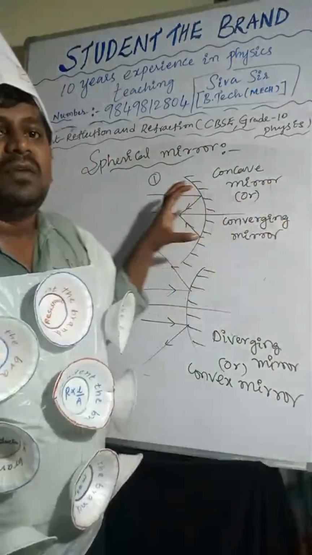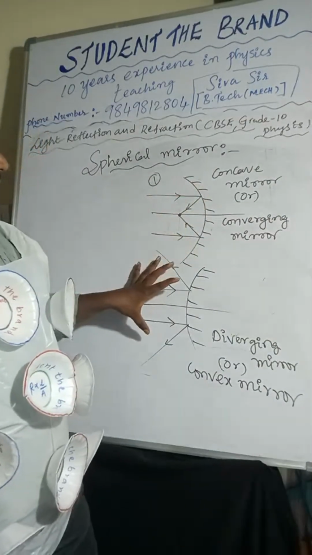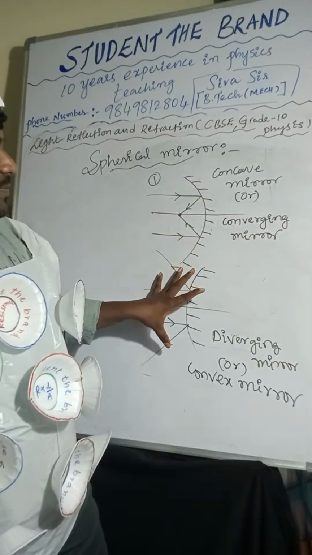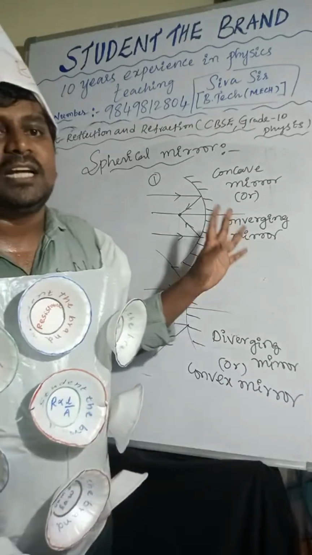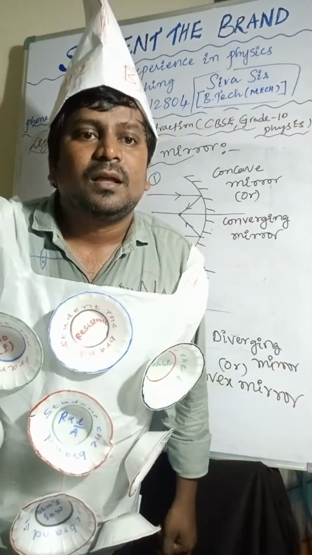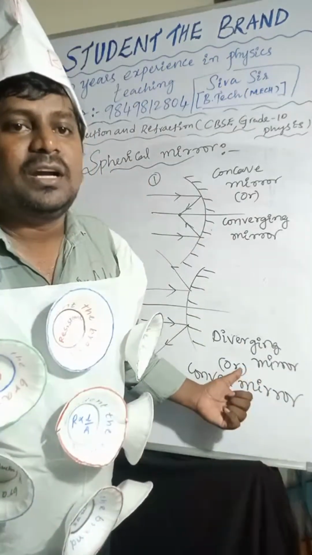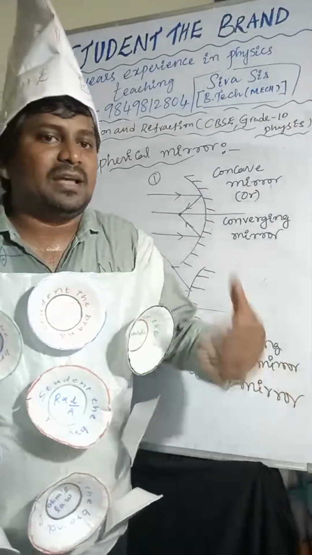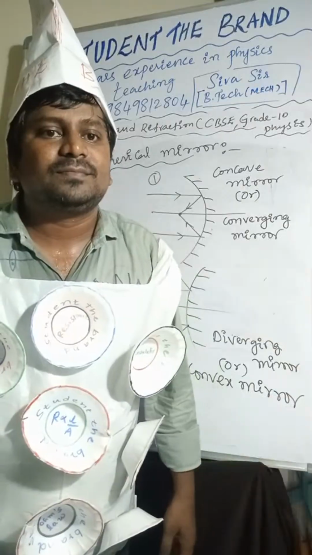That's why whenever the light rays are incident on a concave mirror, they move towards the principal axis. Whenever the light rays are incident on the convex mirror, they diverge. So the light rays will move away from the principal axis. That's why it is called a diverging mirror. It's actually the convex mirror. So the convex mirror acts as a rear view mirror.